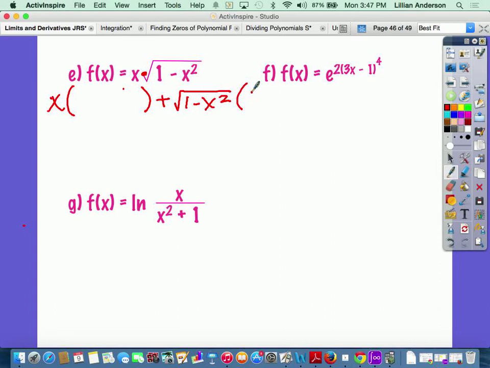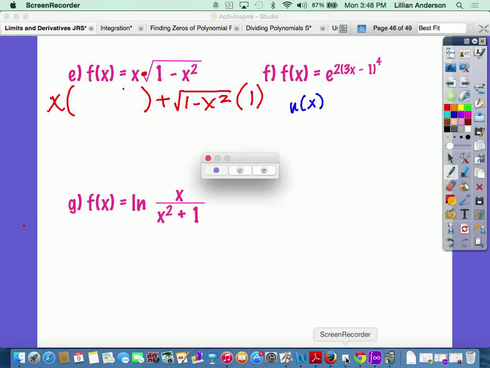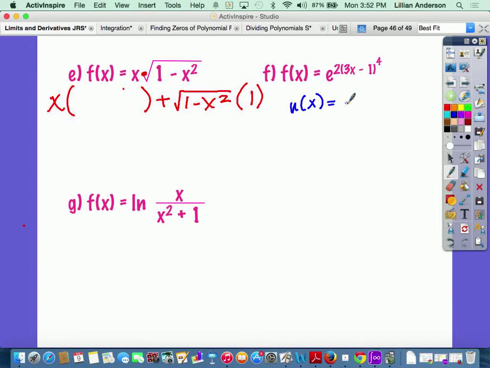Plus the second times the derivative of the first. The derivative of x is 1. Now I left that blank for a reason because the derivative of the second is going to use chain rule. Okay? So I'm going to do the chain rule over here. My u of x function is the square root of x. My v of x function would be 1 minus x squared.